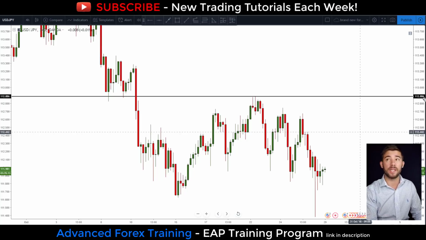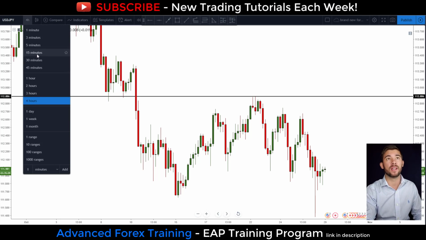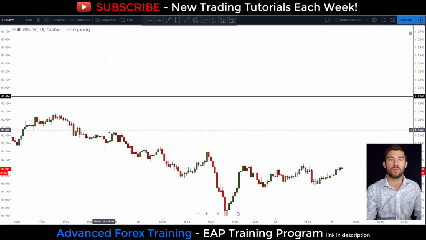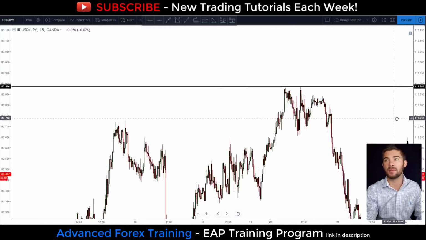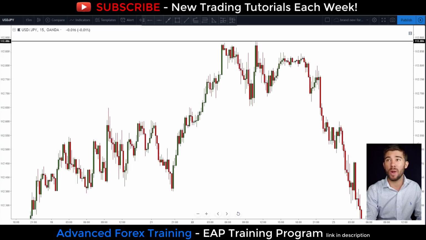And if we go down to a smaller time frame, I'll show you guys a little bit about how you can use this type of method to actually create day trading strategies as well. On a 15-minute chart here, you can see we get a really nice double top situation right at this level.